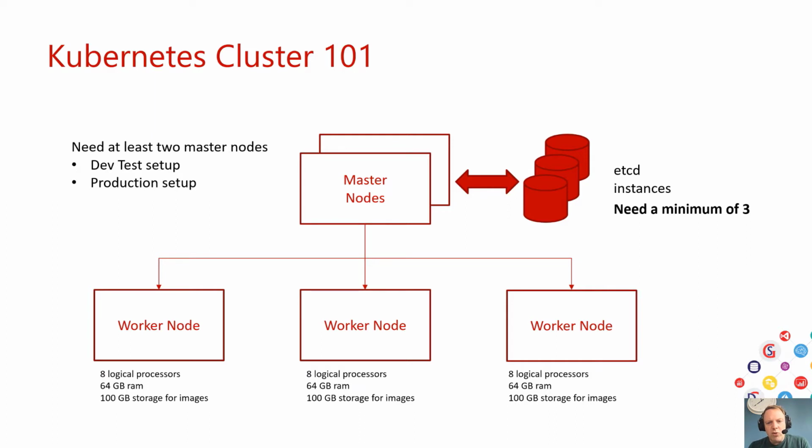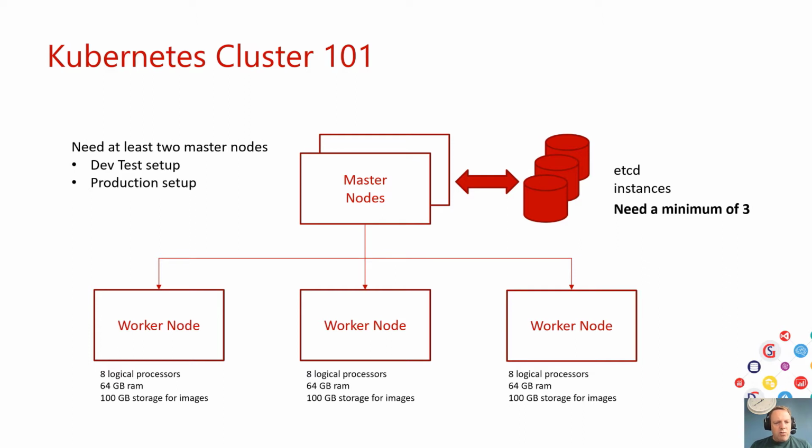You then need to store your cluster state somewhere. That somewhere is a number of etcd instances. So etcd is a low latency key value store database. Etcd originated at CoreOS, that was acquired by Red Hat, and it's generally recommended that you have a minimum of three of these for a production grade cluster.